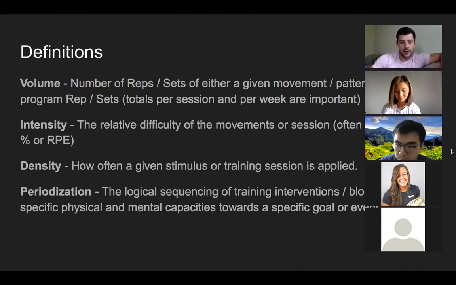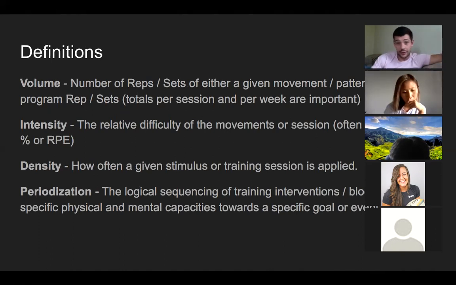But we're just going through the definitions, and then we're going to go through a bit more on how to design your own programming, etc. So you haven't missed anything really yet. Then we've got the density. So the density is how often a specific stimulus is applied. If you do strength 3 times a week, then the density would be 3 times weekly. You can even look within a training block, say a month. If you do a specific training once a week, then it'd be 4 times in a month.